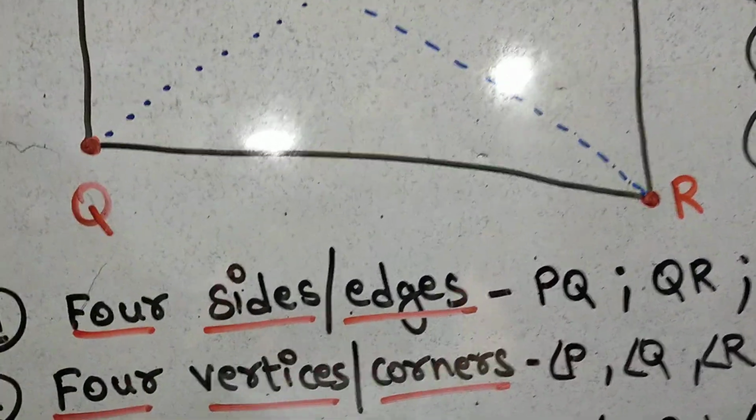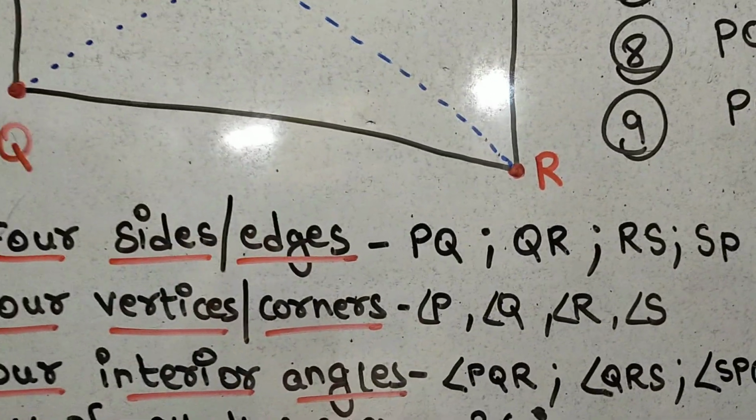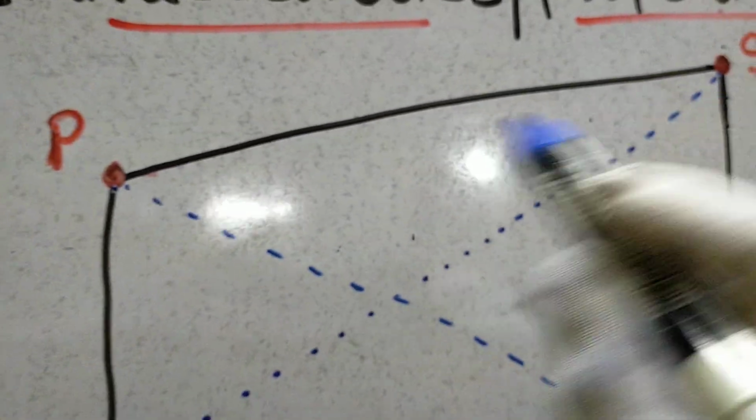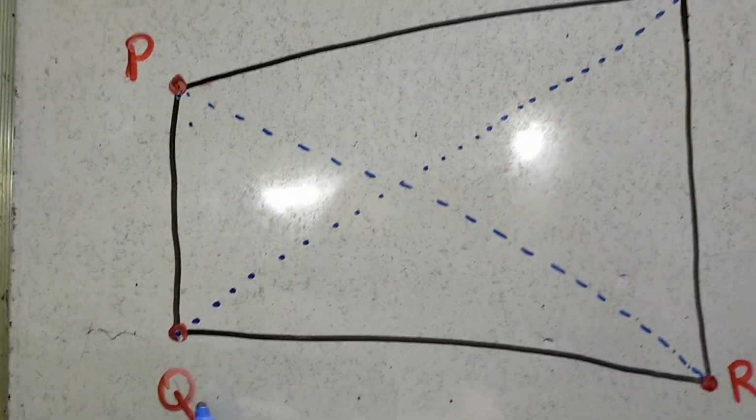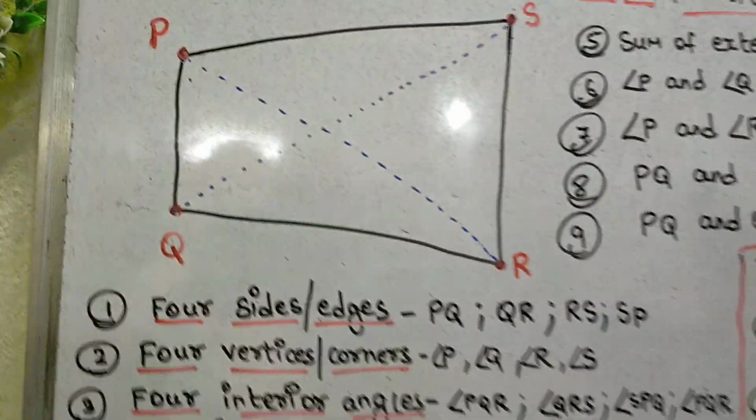Then the next characteristic is it has 4 vertices or 4 corners. Vertices means what? Corners. This one. Yes, kids? You can see P, Q, R, S. It has 4 corners.